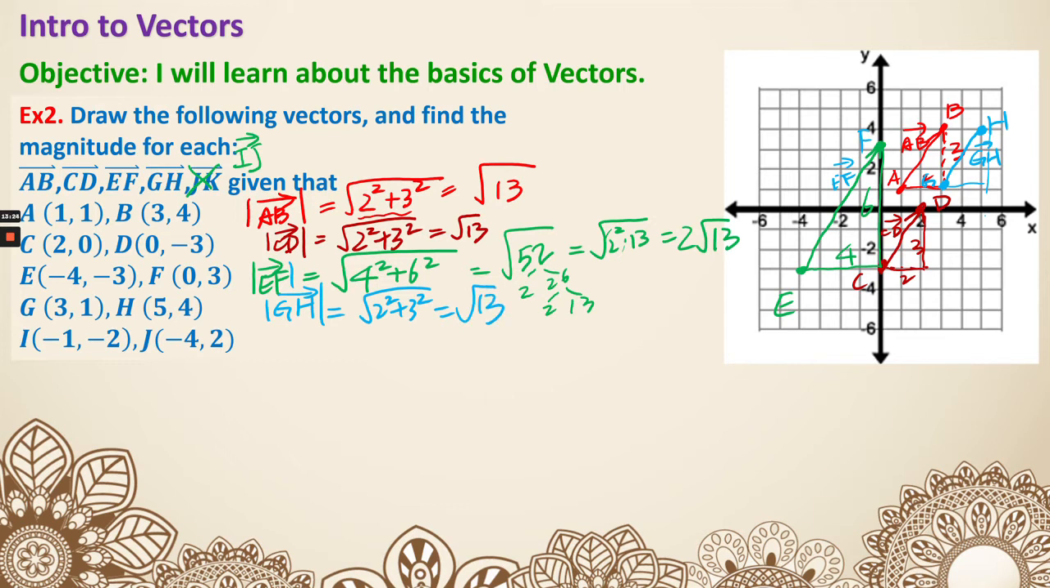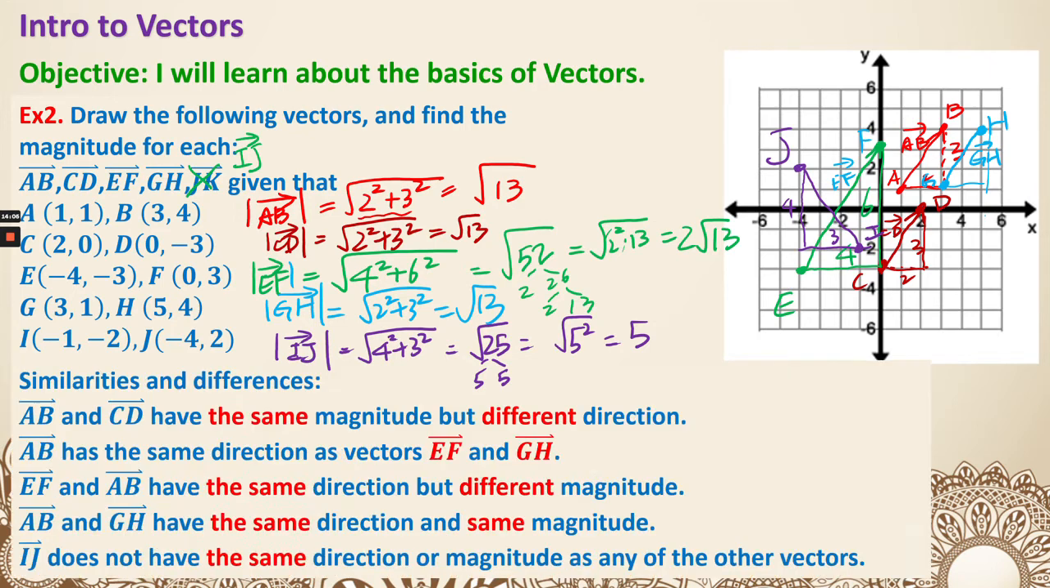Lastly, we have IJ. My I is negative 1, negative 2. So right here, I. And my J is negative 4, 2. That is my J. I can connect them. So for IJ, I can find the length, the magnitude. If you look at the right triangle, that is a 4 by a 3. So it is going to be the square root of 4 squared plus 3 squared, which is 16 plus 9, so square root of 25, which is a 5 and a 5, so you have a pair of 5s. That is just going to be a 5. That is the magnitude of IJ.